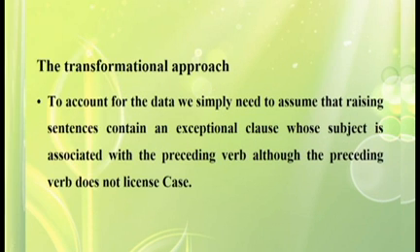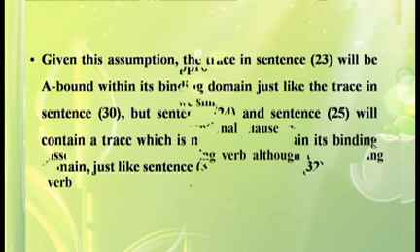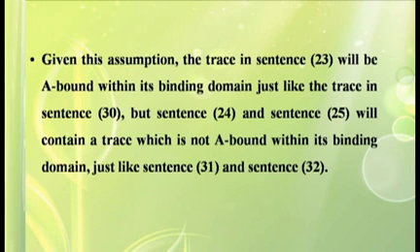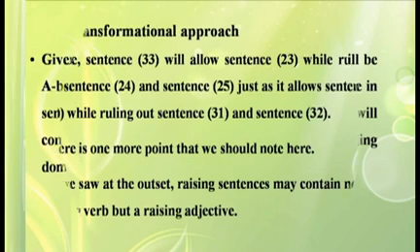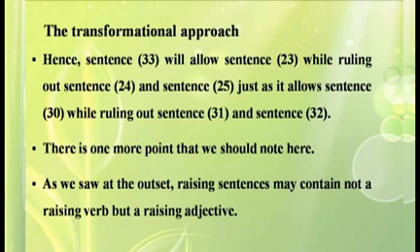To account for the data, we simply need to assume that raising sentences contain an exceptional clause whose subject is associated with the preceding verb, although the preceding verb does not license case. Given this assumption, the trace in sentence 23 will be A-bound within its binding domain, just like the trace in sentence 30. But sentence 24 and sentence 25 will contain a trace which is not A-bound within its binding domain, just like sentence 31 and sentence 32. Hence, sentence 33 will allow sentence 23 while ruling out sentence 24 and sentence 25, just as it allows sentence 30 while ruling out sentence 31 and sentence 32.